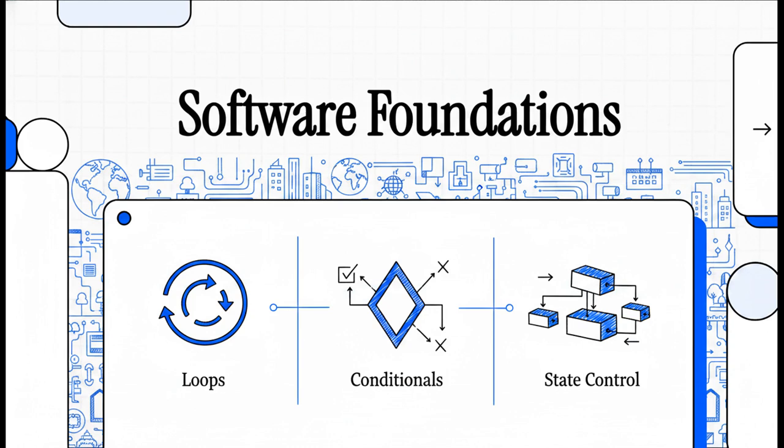Well, today we're going to completely shatter that illusion because the logic powering all software, literally all of it, boils down to just three basic super logical rules: loops, conditionals, and state control. That's it. It's not magic at all. It's just really precise instructions. And today we're going to demystify exactly how computers think.